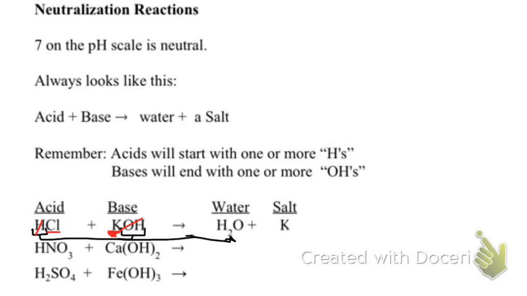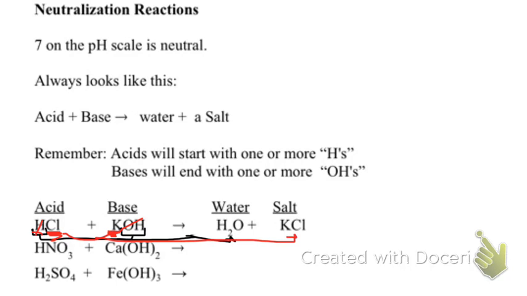And because Cl is second, because I have H first and Cl second, I will make Cl second in its compound. And KCl is my salt. So those two red ones combined to form my salt.